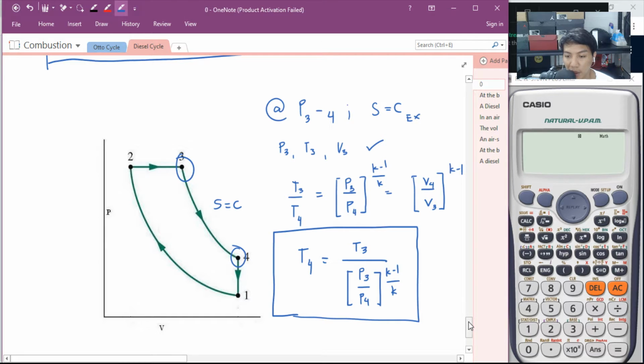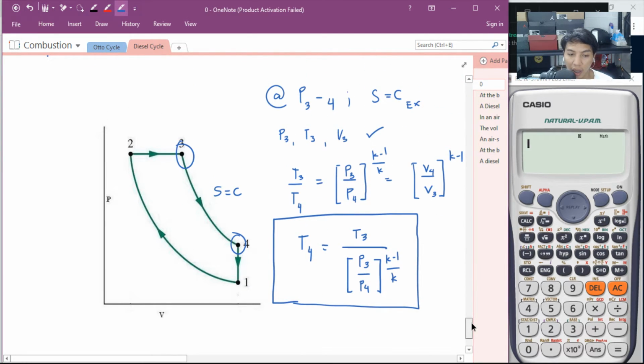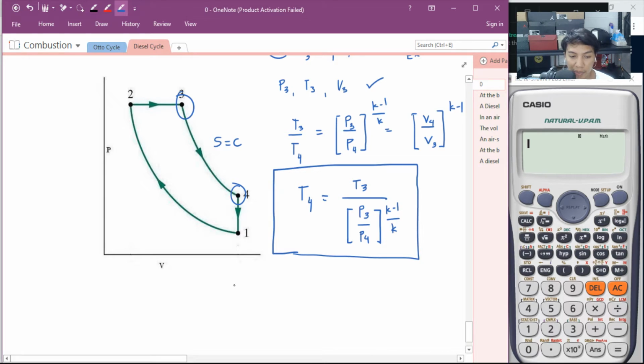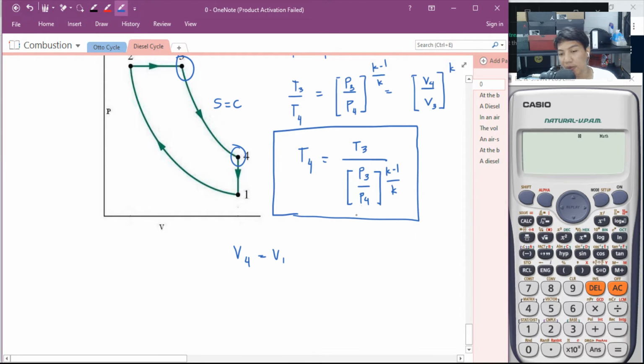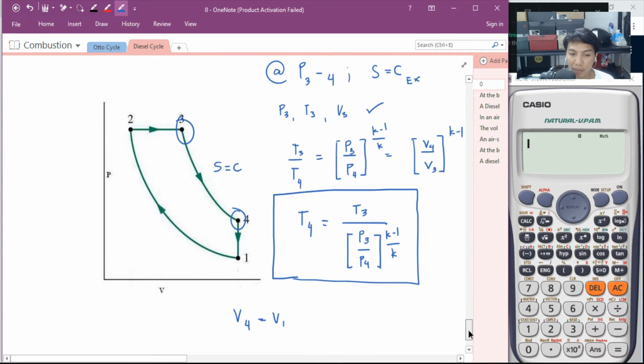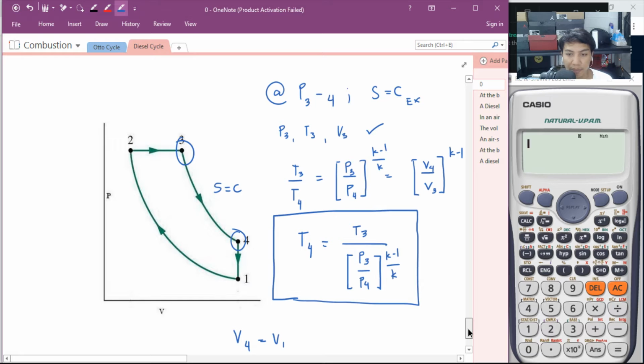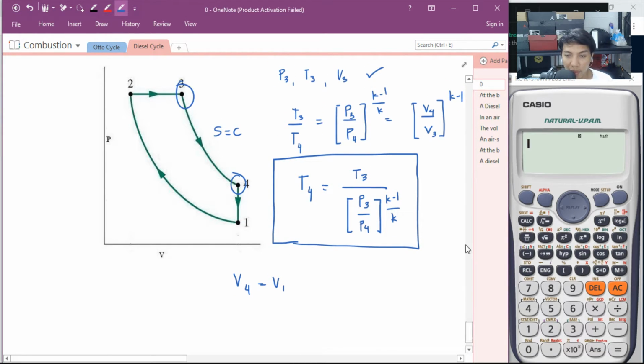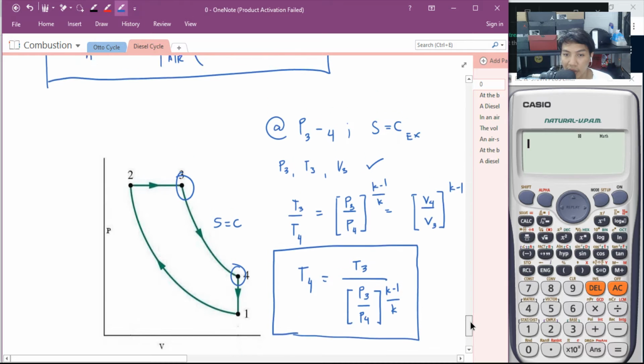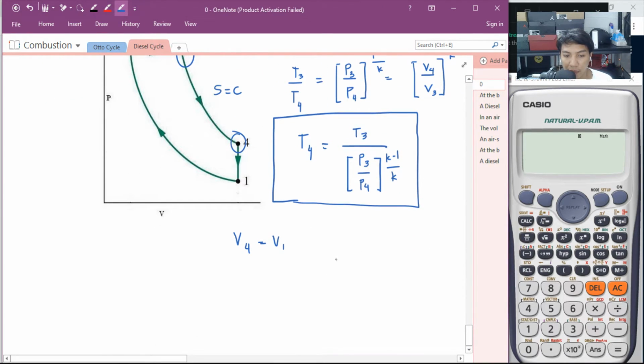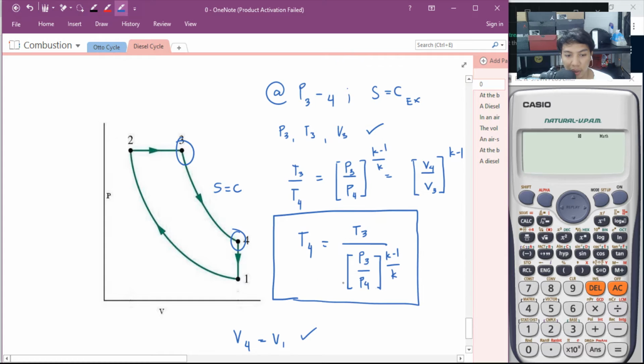Now, meron ka bang volume 4 diyan? I bet yung volume 4 mo, makikita mo, volume 4 is equal to volume 1, kasi pantay lang silang dalawa. O, edi pwede mo nang mahanap din si P4. Pero given naman si P4 diyan. Gamitin mo na lang to. Check. Okay. Ano pang hahanapin natin dito, yung QR?